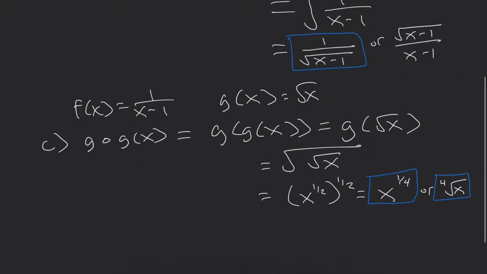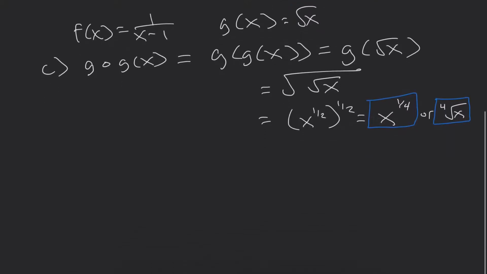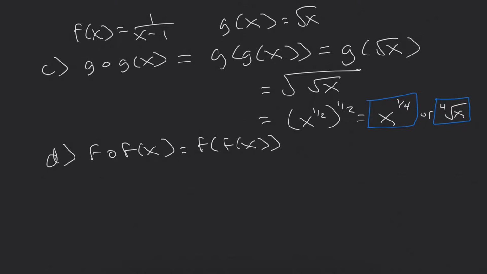And then might as well do f of x. So part D, f composed with f of x. It's going to be f of f of x. And let's see here, that's the same as saying f of 1 over x minus 1. So now into f, I need to plug in 1 over x minus 1. And then we could simplify this. Simplify it however you'd like.